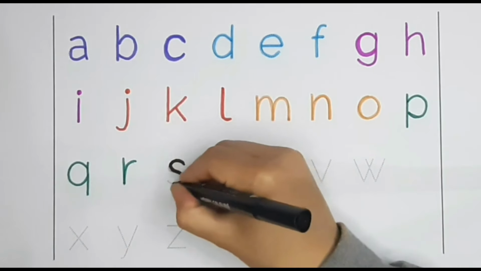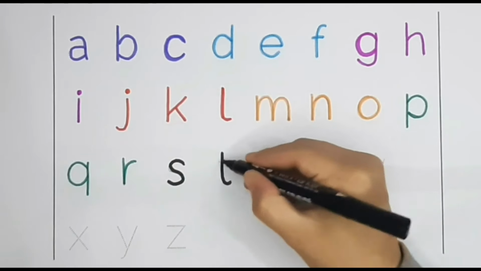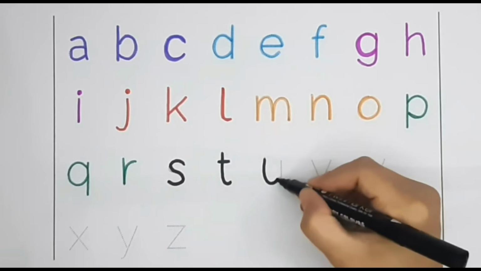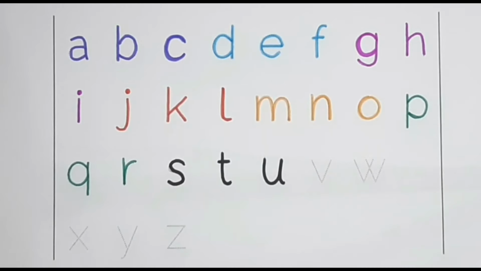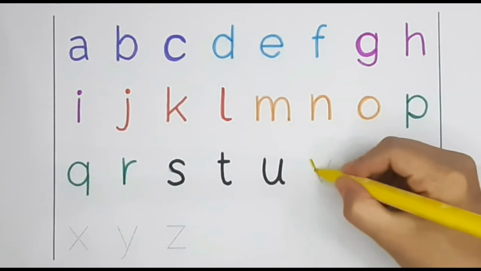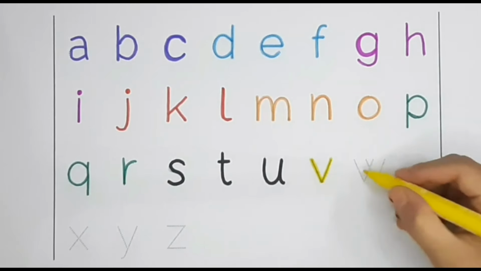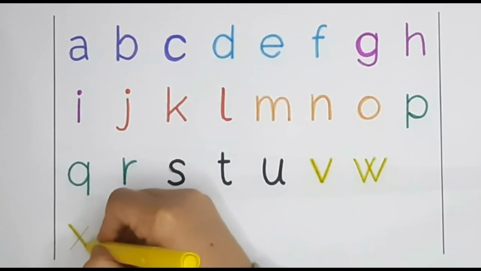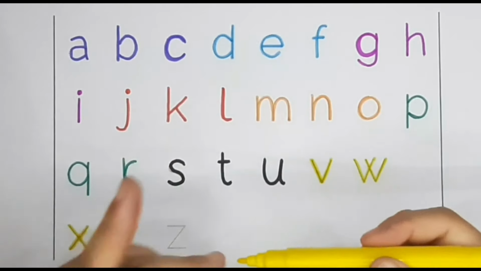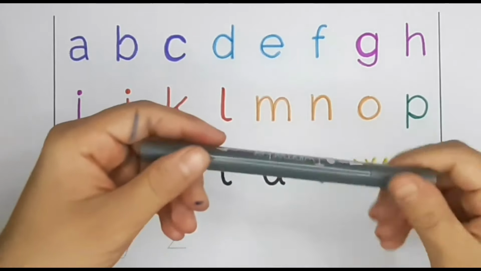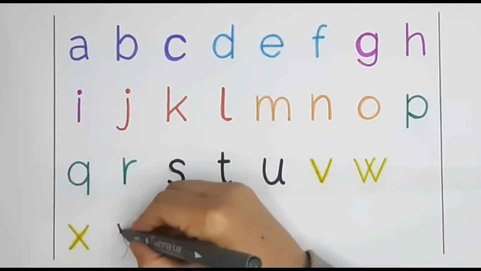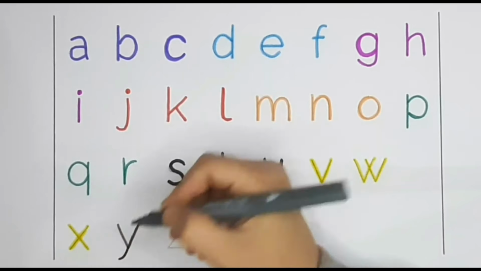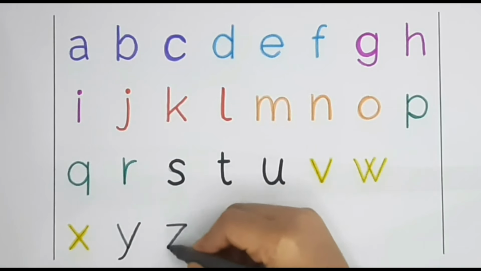S is for snake. T is for tiger. U is for unicorn. Yellow. V is for viper. W is for walrus. X is for zebras. Gray. Y is for yak. Z is for zebra.